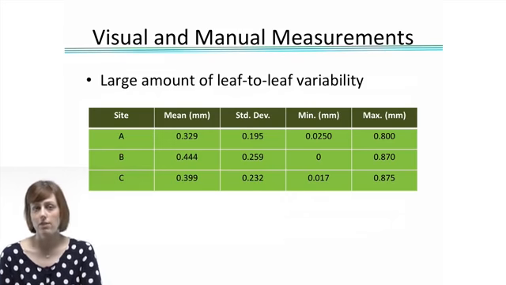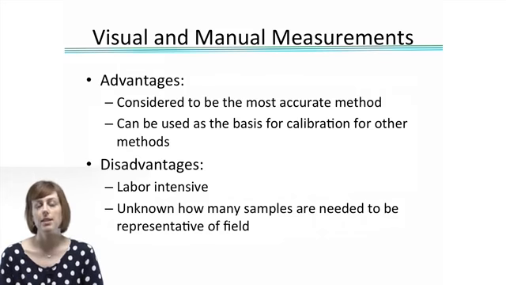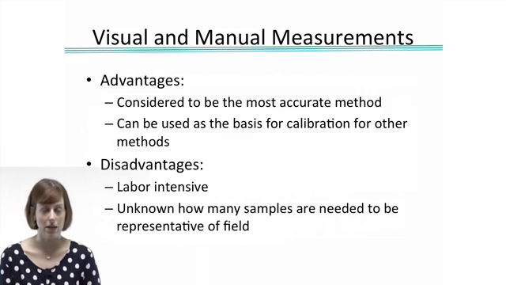The advantage to visual and manual measurements is that it's considered to be the most accurate. You're physically there, you're watching the onset of dew, you're watching it dry off, so you can get a fairly accurate estimation of the dew duration. And it's actually been used as a calibration technique for sensors, for example. When you're first placing a sensor in the field, someone would watch the onset and make sure that the sensor also indicated that the presence of dew or leaf wetness in general happened at a similar time. The disadvantage is that it's labor intensive.